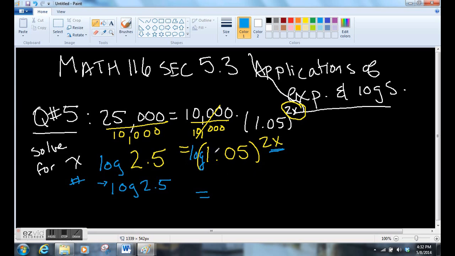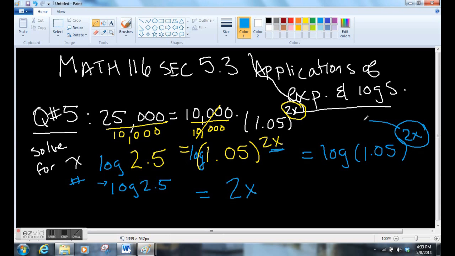On this side, the log of 1.05 raised to the 2x, remember the properties of exponents and log functions. This is why we do it. Triumph! The 2, because it's an exponent, can come down in front of the log. So this all becomes 2 times log, I'm just using base 10 so I can use my calculator later, of 1.05. And we have our 2x all by itself. So on this side, I can now divide by log of 1.05.